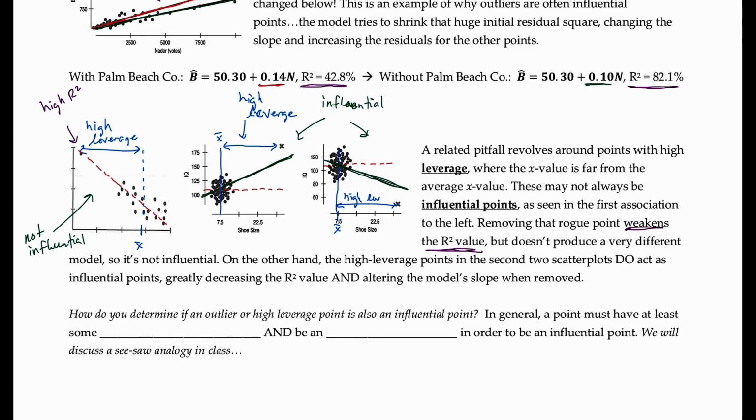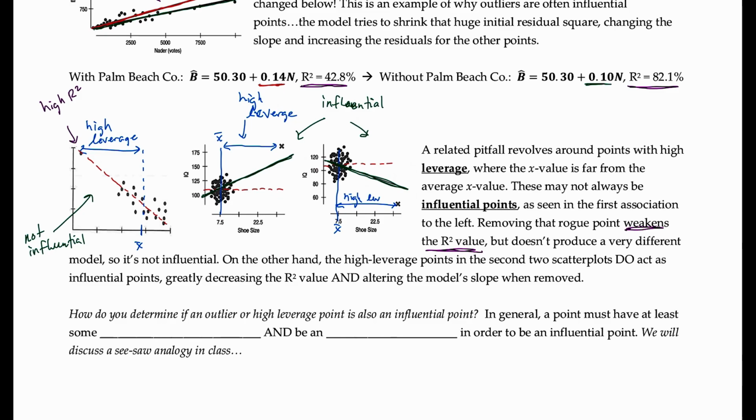Very much influential because it changed the slope of our regression model just by adding this point in, or vice versa. If we took it away, instead of having a positive slope here, it would go back to being very flat. If we remove this point, instead of having the negative slope, it goes back to being very flat. And once again, these particular points are also messing with our R squared. So in these second two scatter plots, they do act influential because they greatly decrease our R squared and alter the slope. So that's what's going on there.